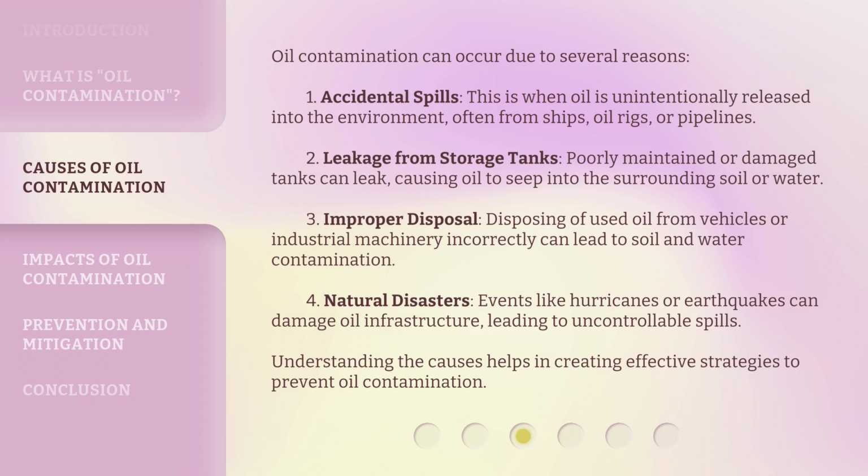3. Improper disposal. Disposing of used oil from vehicles or industrial machinery incorrectly can lead to soil and water contamination. 4. Natural disasters. Events like hurricanes or earthquakes can damage oil infrastructure, leading to uncontrollable spills. Understanding the causes helps in creating effective strategies to prevent oil contamination.